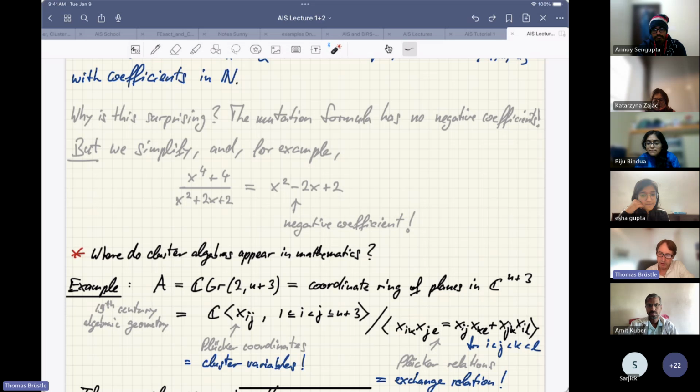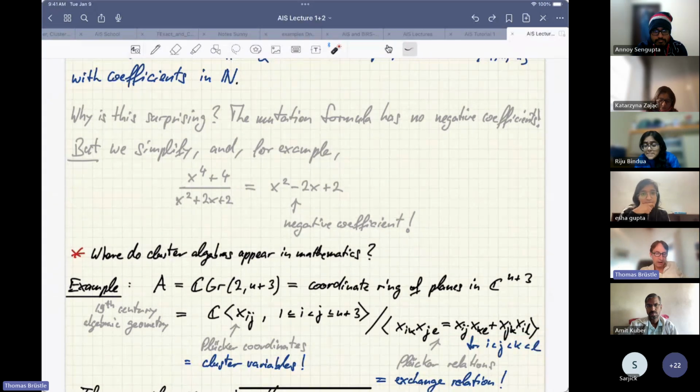Plücker relations are relations of this form. Whenever you have a quadruple i smaller than j smaller than k smaller than l, then you do have the relation: the product of these two Plücker variables, x_{ik} x_{jl}, equals the sum of two other products of Plücker variables, as you see here. So that's a very classical algebraic geometry result.